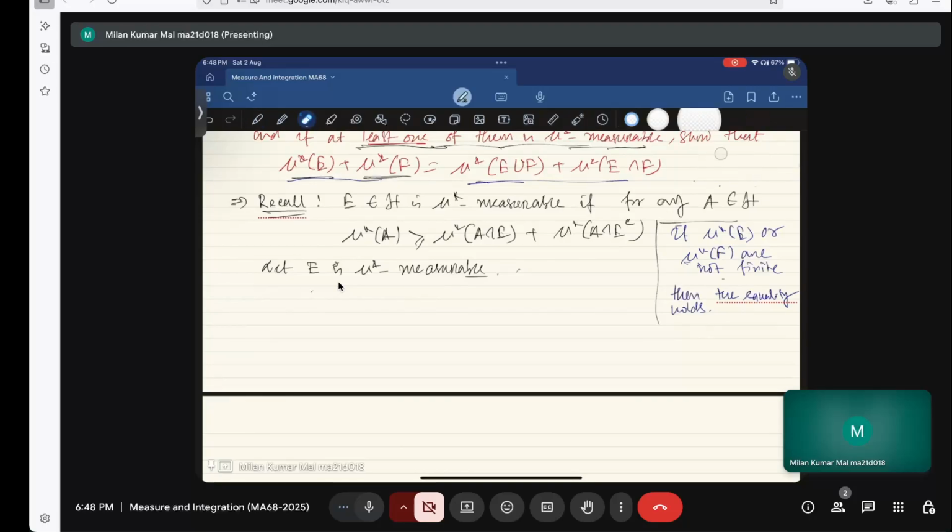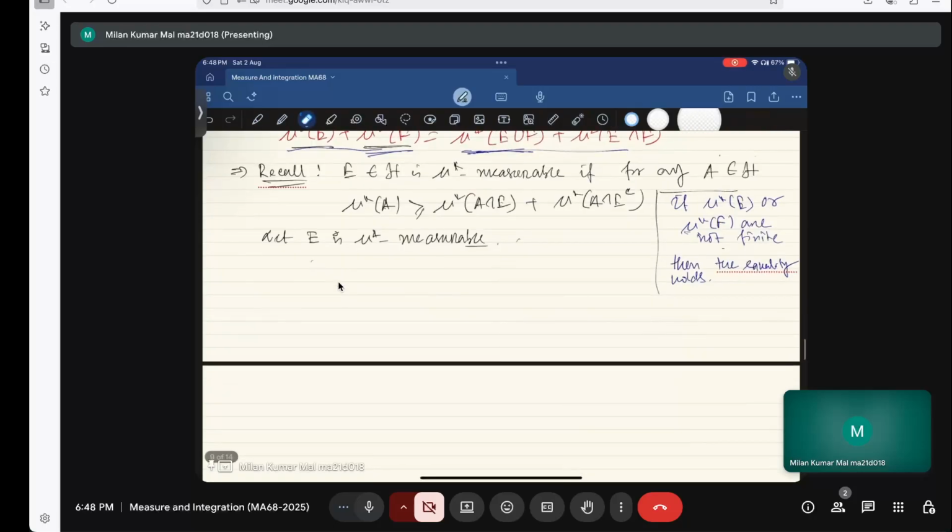Similarly, if mu star F is infinite, then in that case one can write that F is a subset of E union F, and mu star F is infinite, and this is again infinite. So then we'll have the problem. This is what we'll call the trivial case. So this is the trivial case, where equality holds, because one can easily prove it.